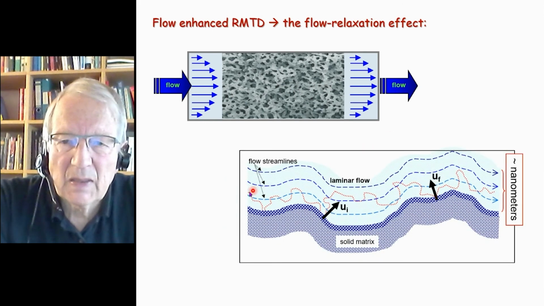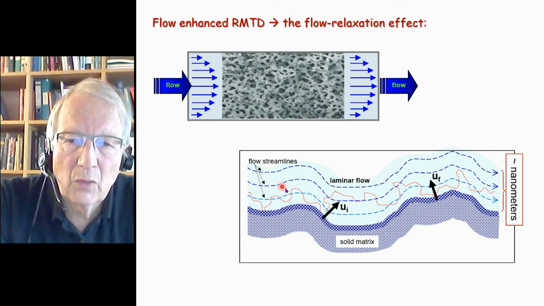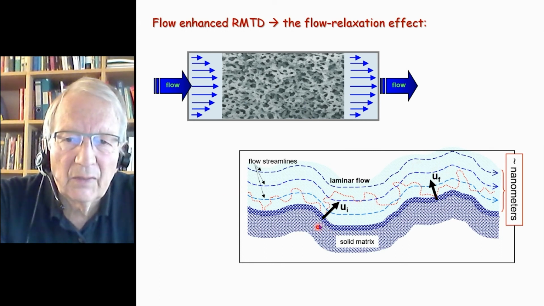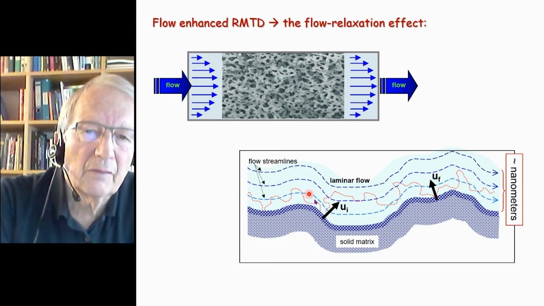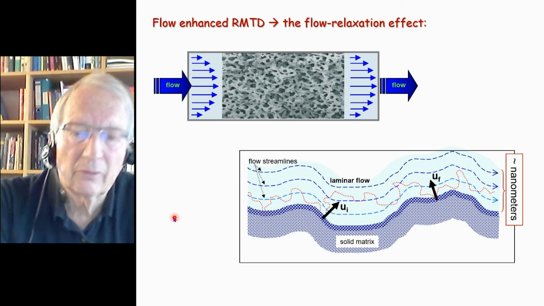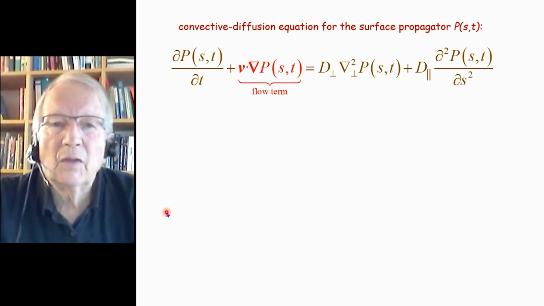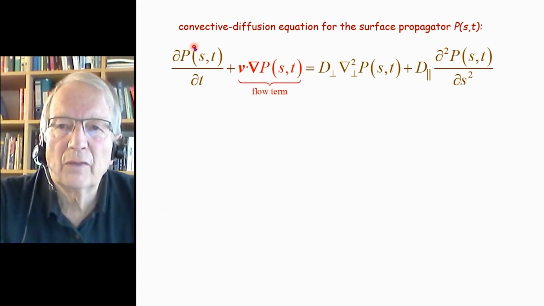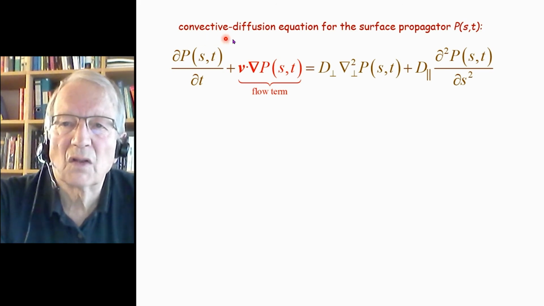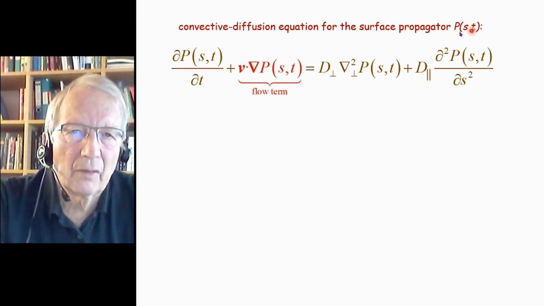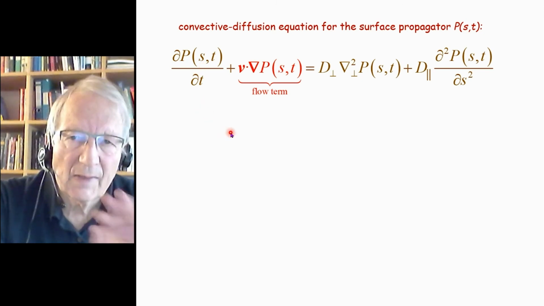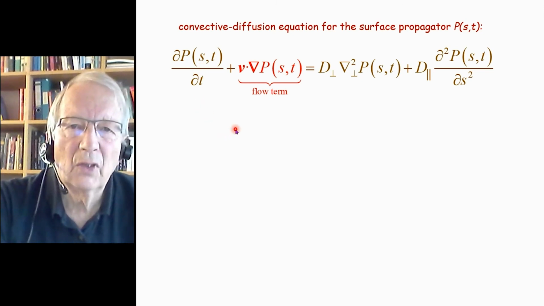And what we are expecting is that if this fluid flows along a rough surface, the displacement of adsorbate molecules from here to here will be enhanced. There will be some additional displacement by the hydrodynamic flow. And this can be described by an equation of motion, the so-called convective diffusion equation, which gives us the surface propagator for curvilinear displacements S along the surface.